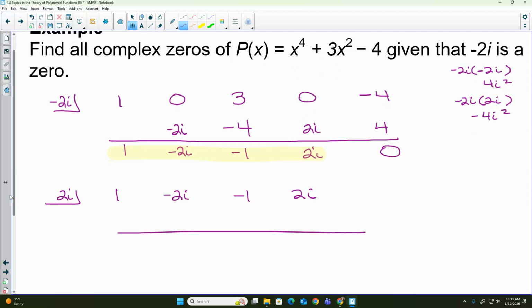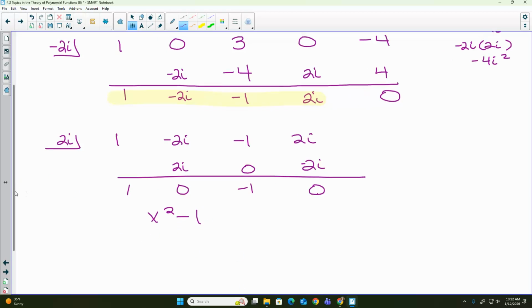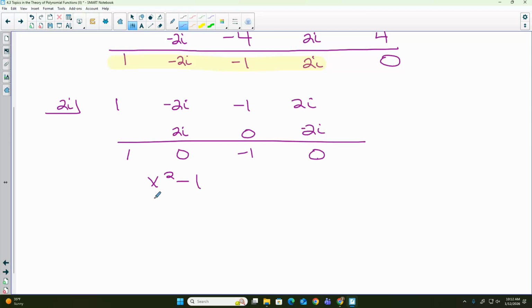So 1 comes down. 1 times 2i is 2i, plus negative 2i is 0. 0 times 2i is 0, plus negative 1 is negative 1. Negative 1 times 2i is negative 2i, and that gives me my 0. My remainder, constant, x, and x squared. So we have x squared minus 1. Can we factor that? Yeah. Plus 1. That's nice.